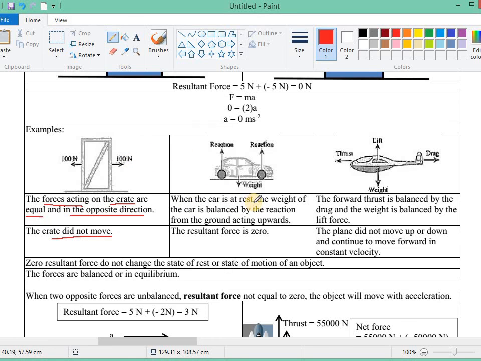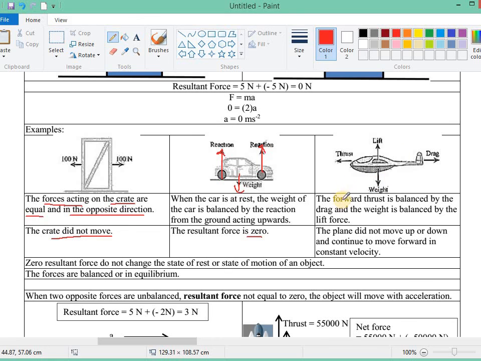Next, when the car is at rest, the weight of the car is balanced by the reaction from the ground acting upward. So the weight and the upward reaction are balanced. Weight equals the total reaction, total reaction equals the weight. Total force going down, total force going up, same. So the resultant force is 0. So if the resultant force is 0, that means the car will not go up, will not go down. Okay, it will remain on the road.